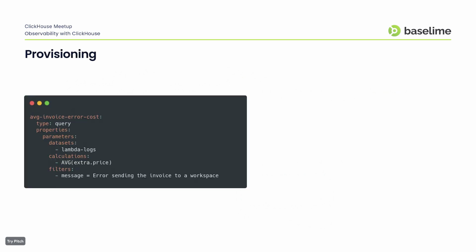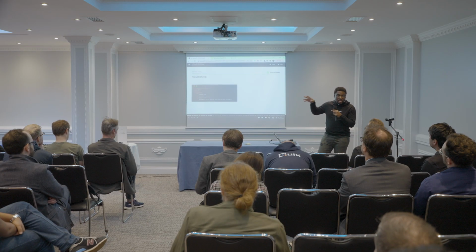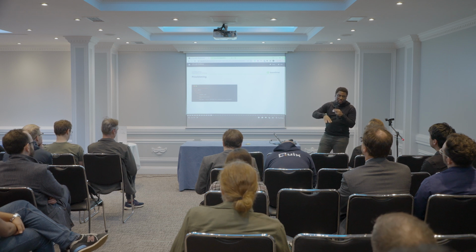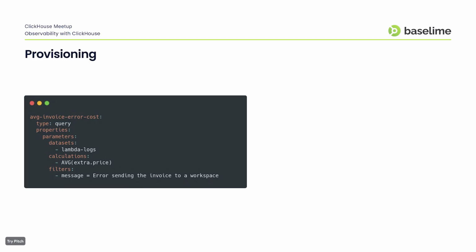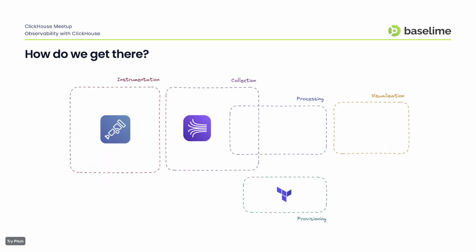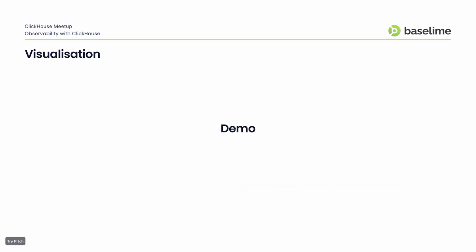So the provisioning, that's our custom DSL that we put together. That's YAML. You basically have a Baseline folder in your repo that defines everything for your architecture. Here, for example, is a query that is looking through the Lambda logs, computing the average of the price when the message is error sending the invoice to a workspace. About 7-8 lines of YAML, and you get that query running. We also have support for all your favorite infrastructure as code frameworks. So that's provisioning done. For the visualization, I think it's just better if I give a quick demo.